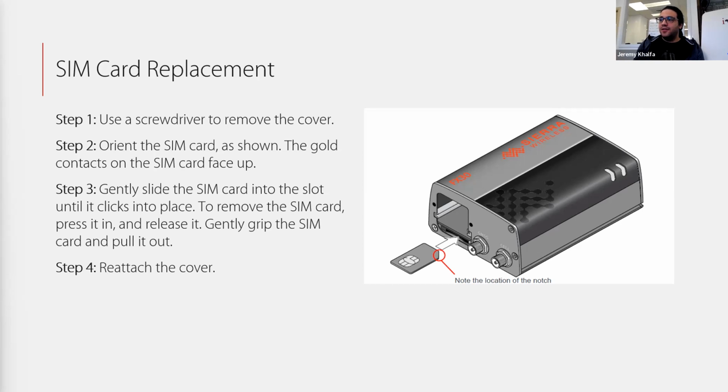Here is how you insert the SIM card. The aluminum should be on top, the corner should be on the top right. You insert it, and then you should hear a small click. If you want to remove the SIM card, you press on it with a small pressure, and the SIM card should pop out automatically. Yes, automatically. And then the last step, reattach the cover once the SIM card is inserted.